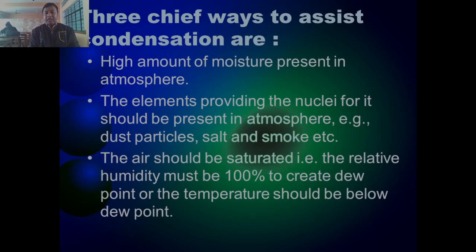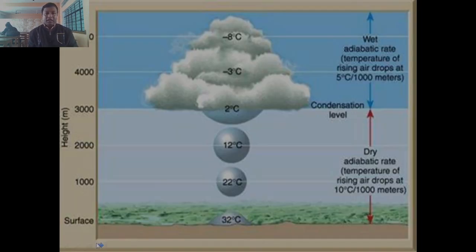The third one is that the air should be saturated, that is, relative humidity must be 100% to reach the dew point, or the temperature should be below the dew point. We are going to discuss what the dew point is in a later video. Look at this picture which shows the condensation level.